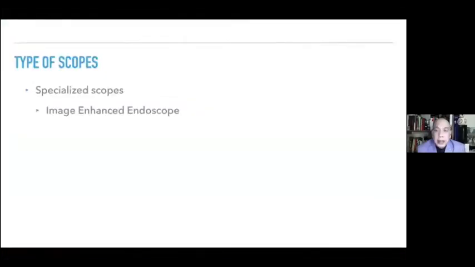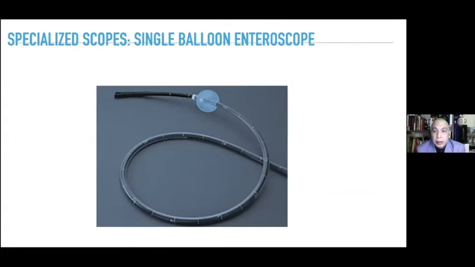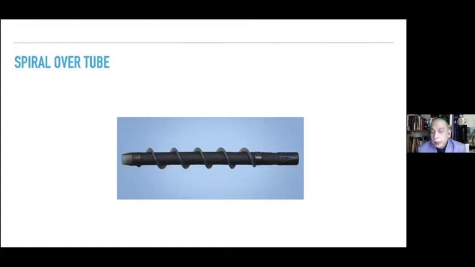So there are specialized scopes. These are double balloons. There are just one or two units available in the whole country. Single balloon endoscopes are scopes that we use to reach the small bowel or the more distal part of the GI tract. And then a spiral overtube.